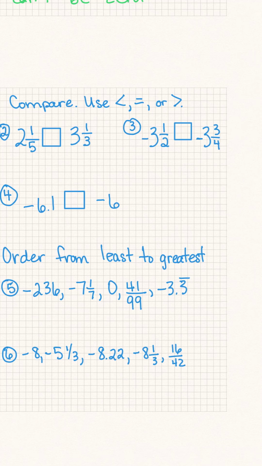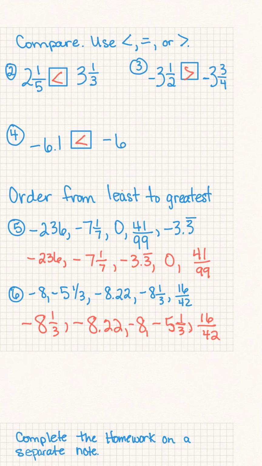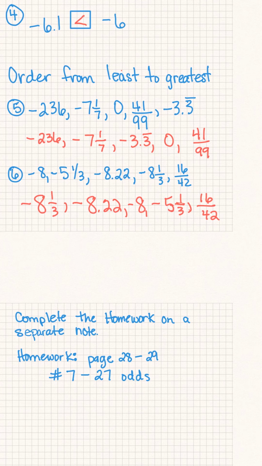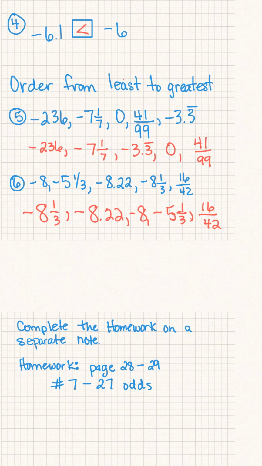Go ahead and do the next 5 questions on your own. Check back and see if you got them correct. If this is what you got, your answers are correct. Okay, so complete the homework on a separate note page. It's going to be page 28 through 29, number 7 through 27 odds.